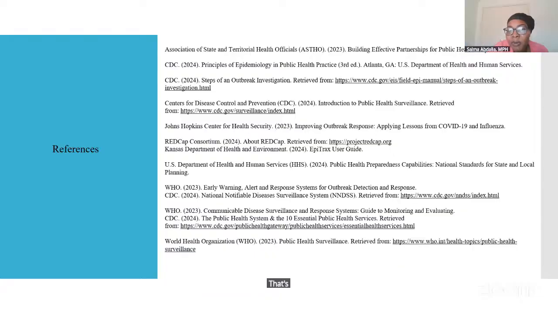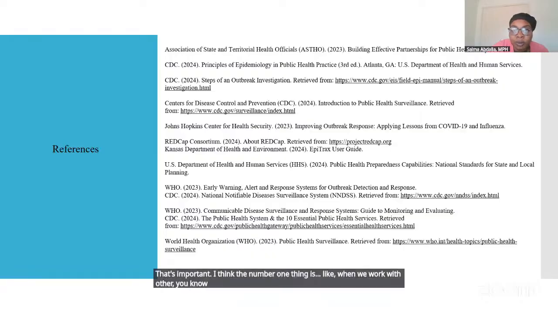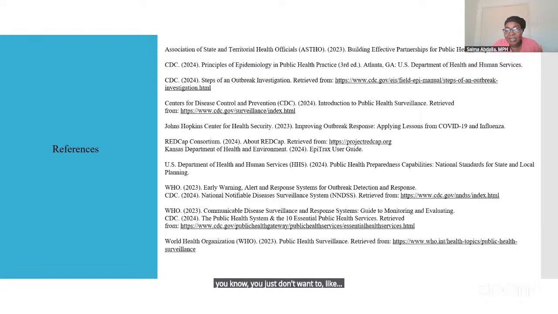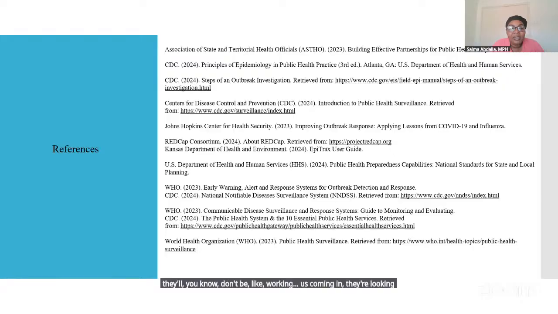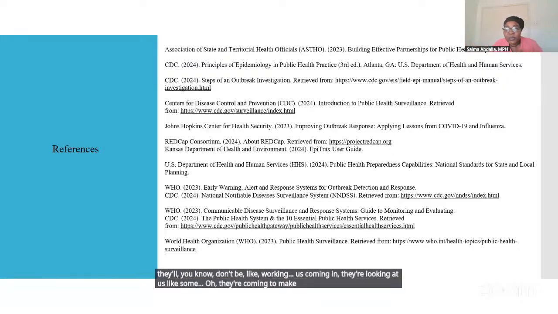That's important. I think the number one thing is that when we work with other organizations or people, it's important to really be humble. When we worked with long-term care facilities, they'd see us coming in and think we're coming to make sure they're not doing anything wrong, and they try not to share anything with us, and they try to hide a lot of things.